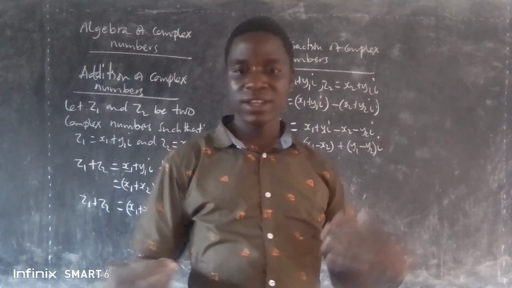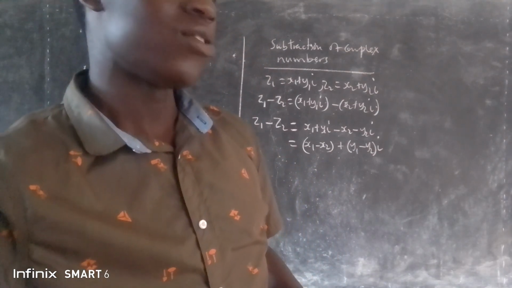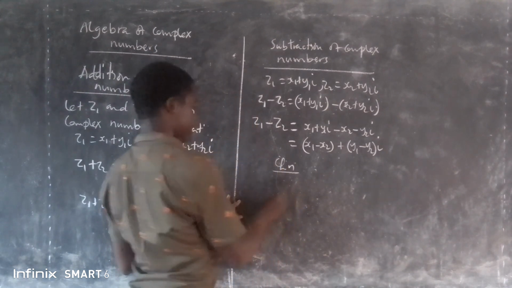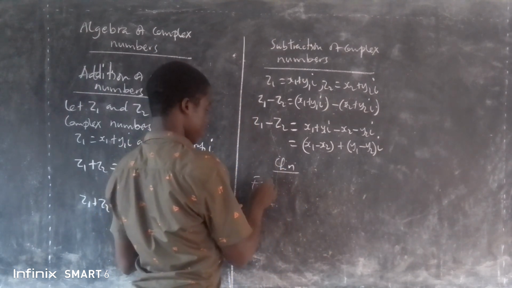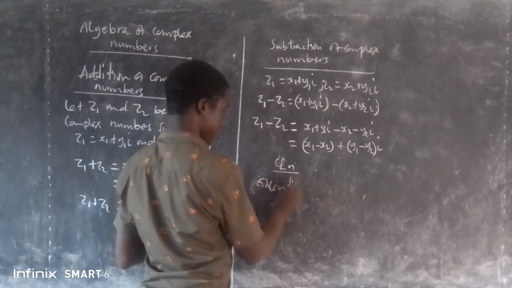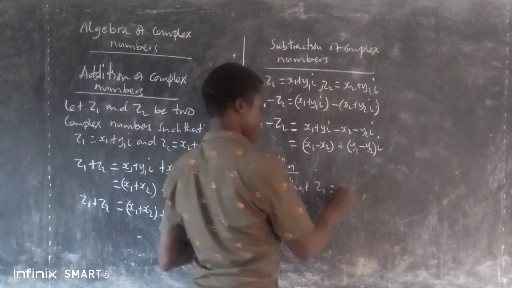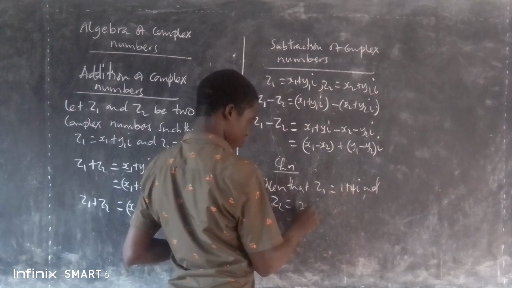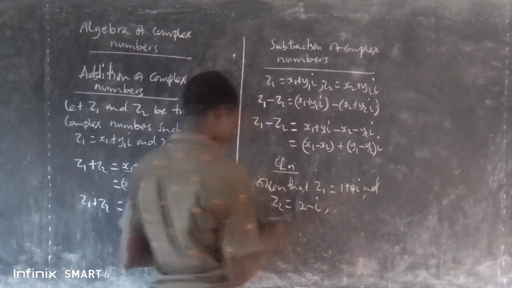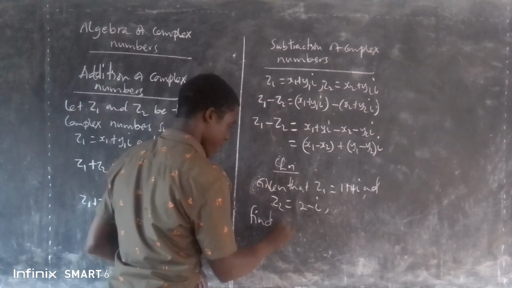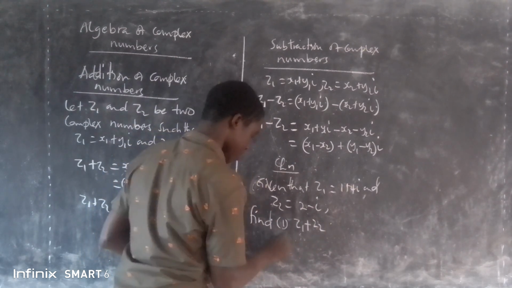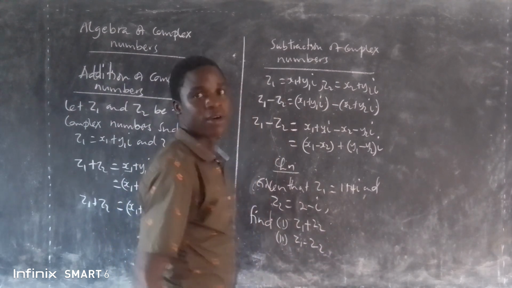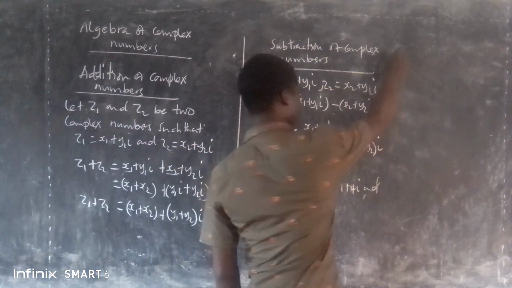So let us look at a certain example. Let us look at a certain question, so that we can see. Question: evaluate. Given that z1 equals 1 plus 4i and z2 equals 2 minus i, find number 1, z1 plus z2, number 2, z1 minus z2. We want to see how we can apply that, you see?